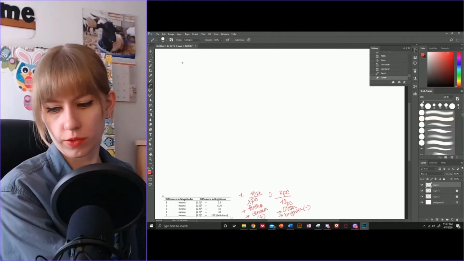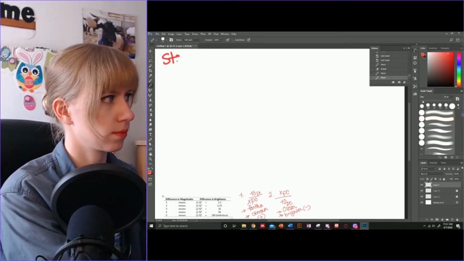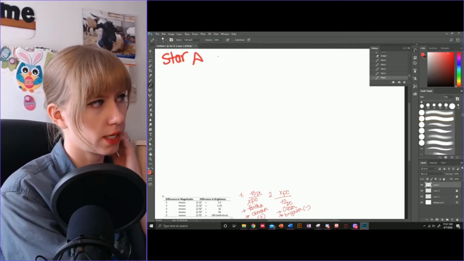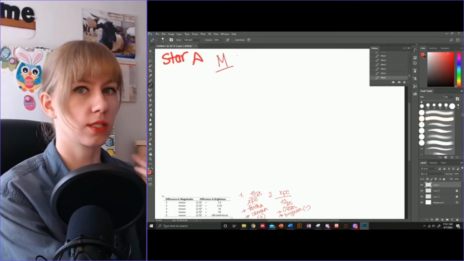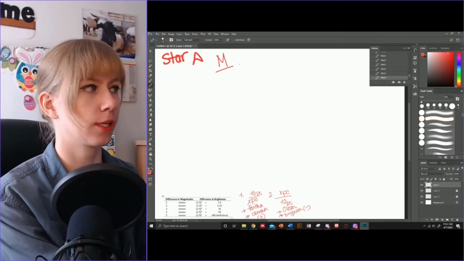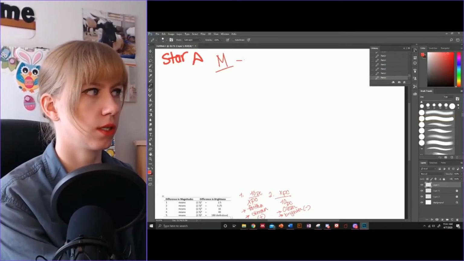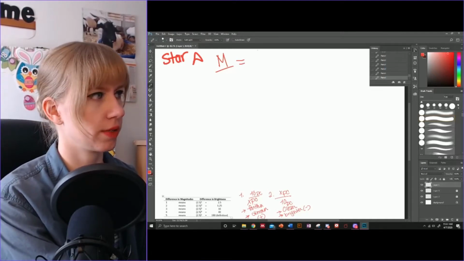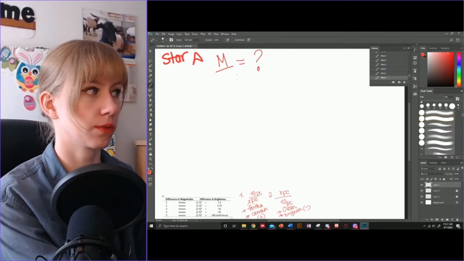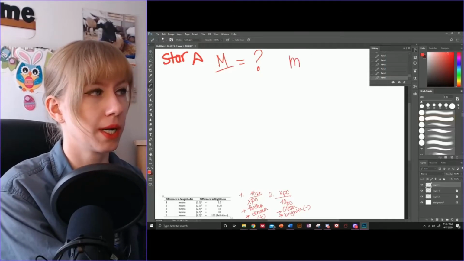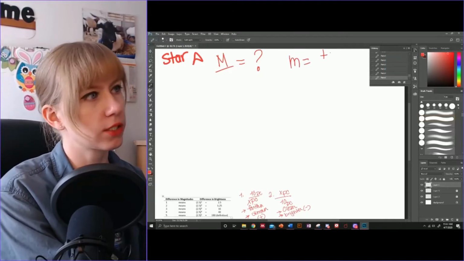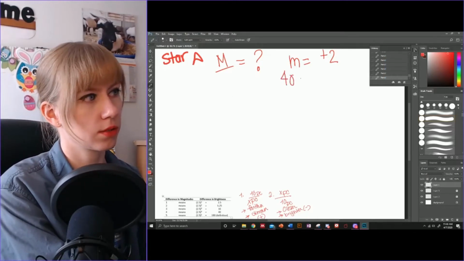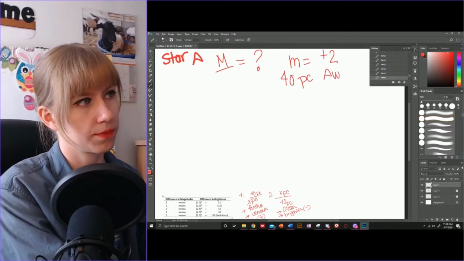So let's start with our first one. Star A has an absolute magnitude. Remember, absolute magnitude is defined by big M, not the little m. Little m is apparent magnitude. So star A has an absolute magnitude of something, and that's what we need to find. What we know is its apparent magnitude is plus 2. We also know that it is 40 parsecs away.